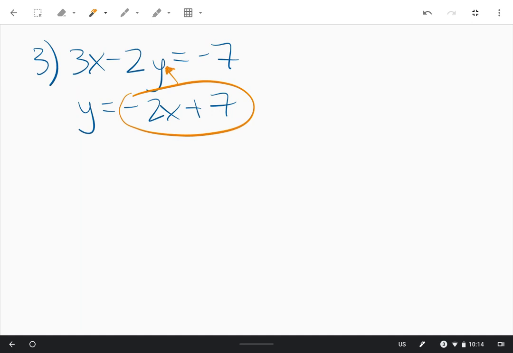I can put that there. So we're going to do that. So I'm going to take this first equation. I'm going to do 3x minus 2 and then parentheses minus 2x plus 7 equals negative 7.